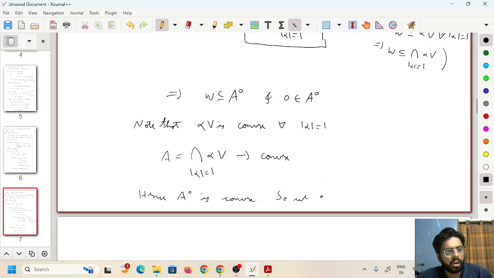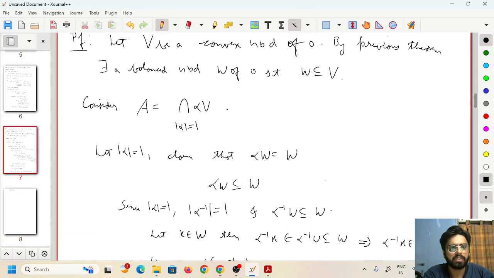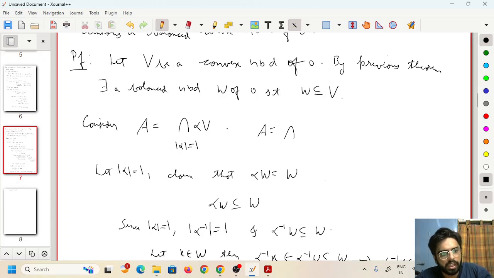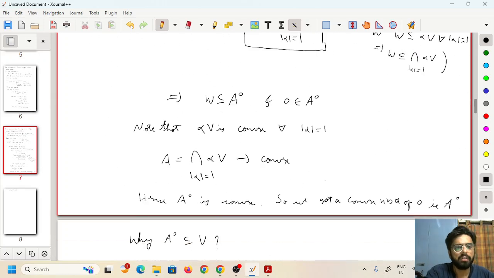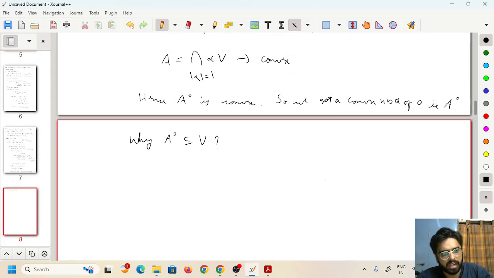So we got a convex neighborhood of 0, right? That is A interior. Why is A interior contained in V? That's simple, right? That follows from the definition here, right? A is equal to the intersection of mod alpha equal to 1 of alpha V, which is contained in V, right? Which implies A interior is contained in A, which is contained in V. So we got a convex neighborhood of 0, which is contained in V.